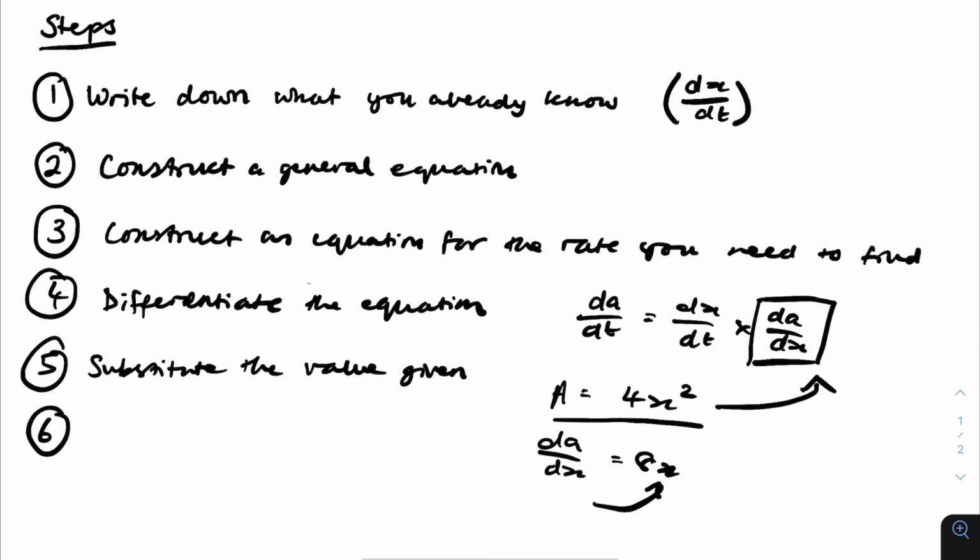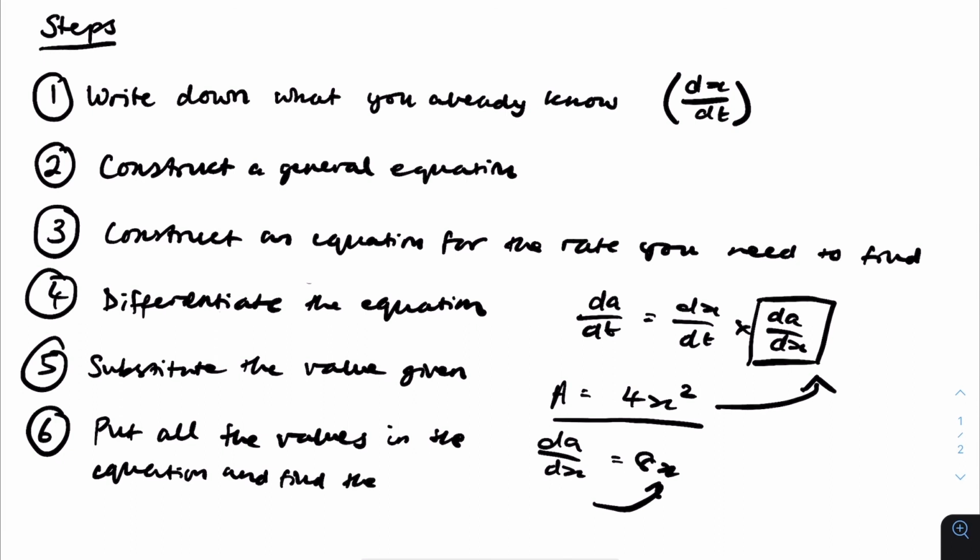Then put all the values in the equation and find the unknown value, the unknown rate. So basically, after you find dA over dx is equal to 96, if it was x equals 12, substitute back in there. This value you already know they've given to you, so substitute that in, then do the multiplication and you can find this value promptly.